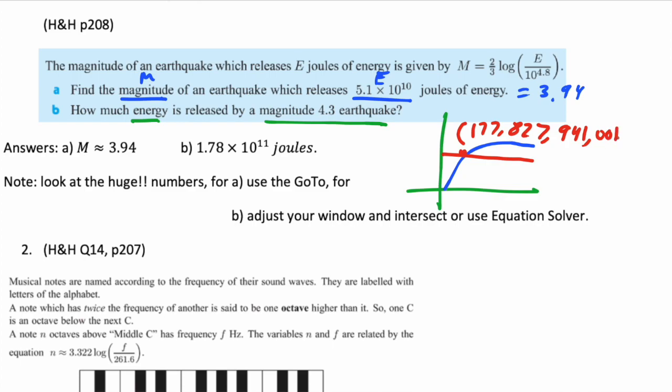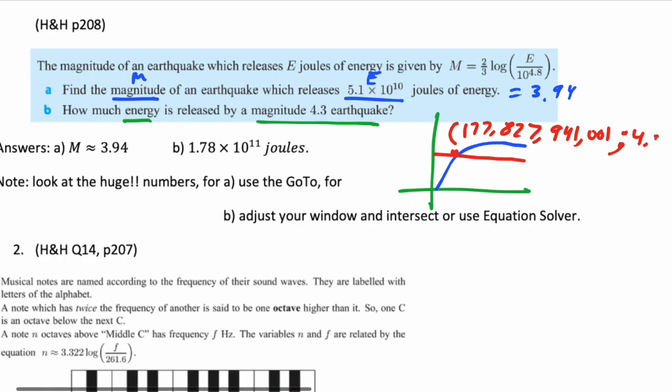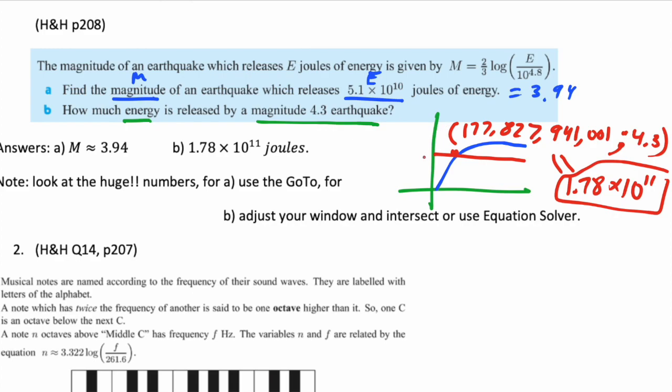I probably shouldn't use commas there because it looks a bit confusing with the coordinates. But that number there is equal to 1.78 times 10 to the 11. So that is indeed the answer.